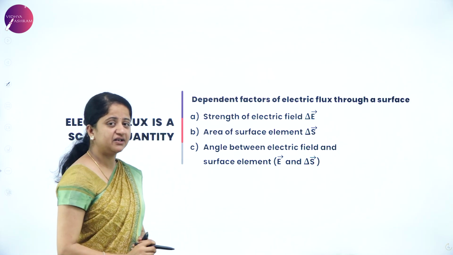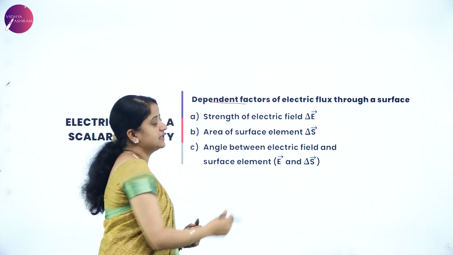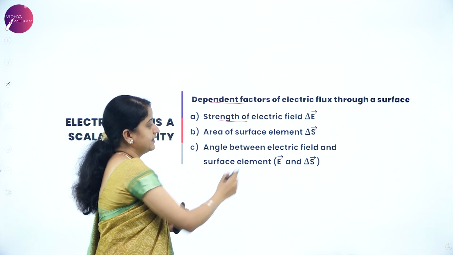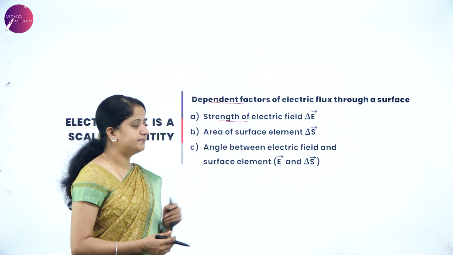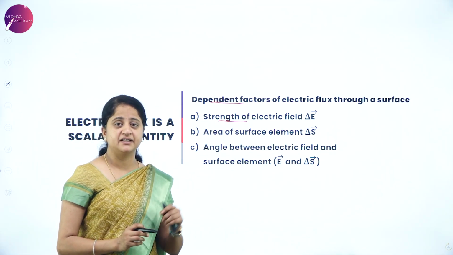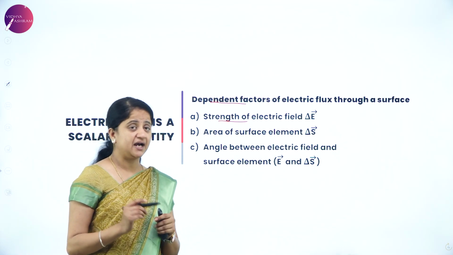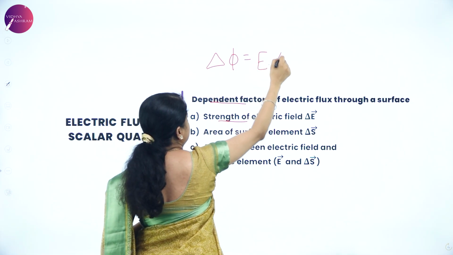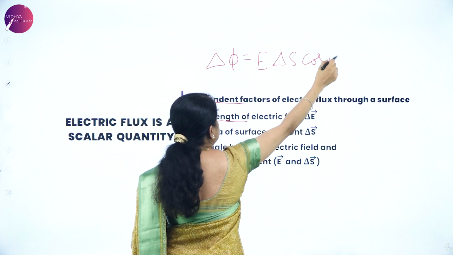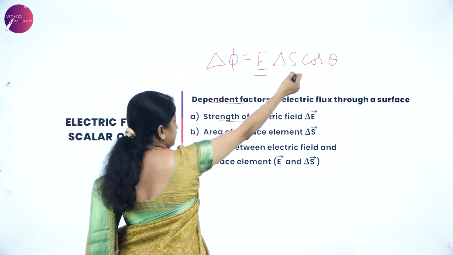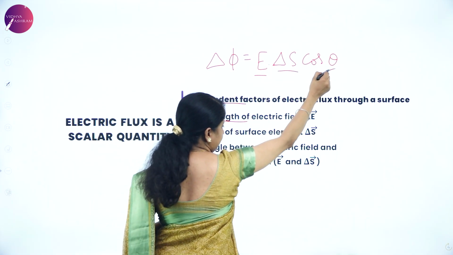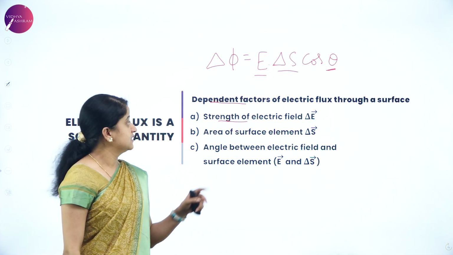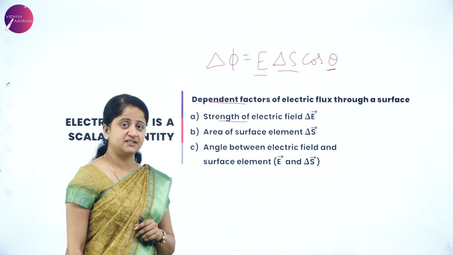Based on that, we can say what factors the electric flux depends on. It depends on the strength of electric field, that is E. It also depends on the area of the surface element, that is delta S, because we have the expression delta phi is equal to E into delta S cos theta. So it depends on the electric field, the surface element, and also the angle between the electric field and the surface element. These are the factors on which the electric flux depends.